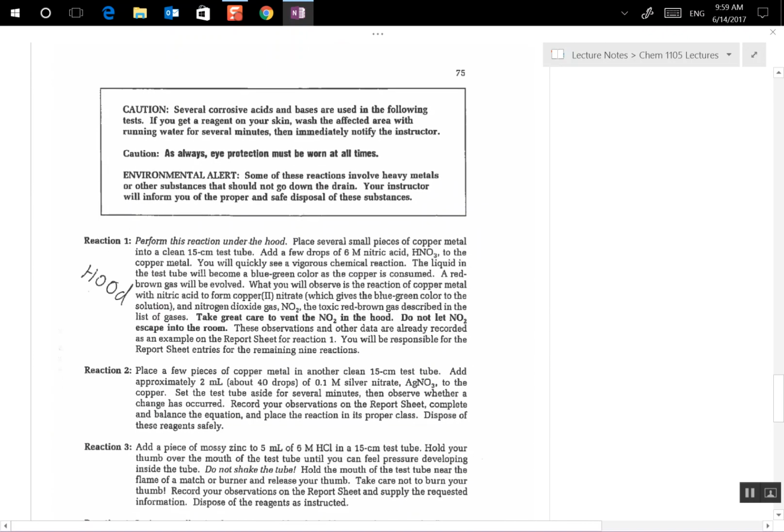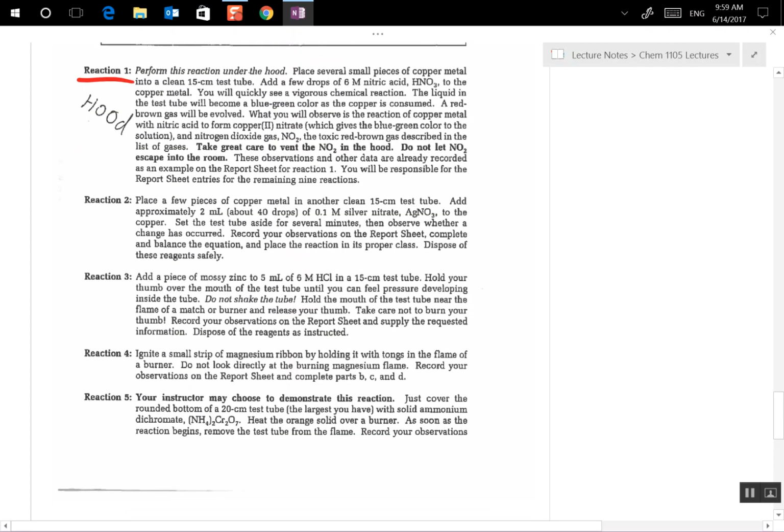So it's a really good idea to prepare for this lab. Look at all the different types of reactions that you're going to be performing. Reaction 1, I'm actually going to do it under the hood. I'm going to have it set up under the hood, and when you come around, you can observe it, because it's going to be producing a toxic gas, so we can't have it out here in the room.